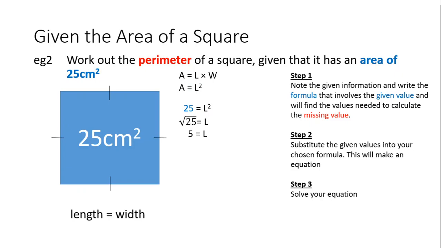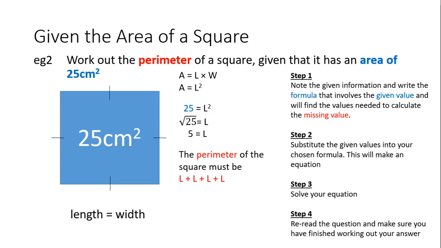Once again, step 4, it looks like we've done everything, but reread the question, make really sure that you've actually finished working out your answer. The question says work out the perimeter of a square, and I have an answer that's just a length, so I'm not done yet. The perimeter of the square must be the sum of all sides, and since it's a square, all the sides are the same, so it's length plus length plus length plus length.